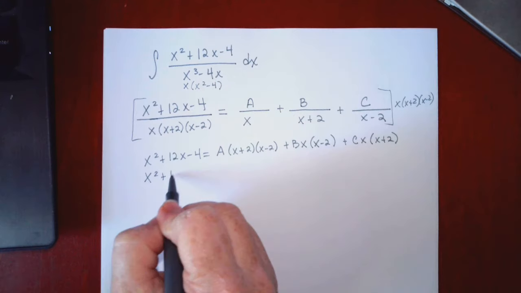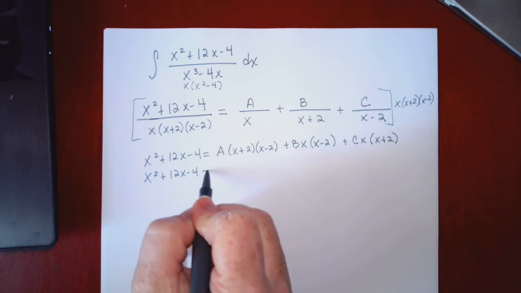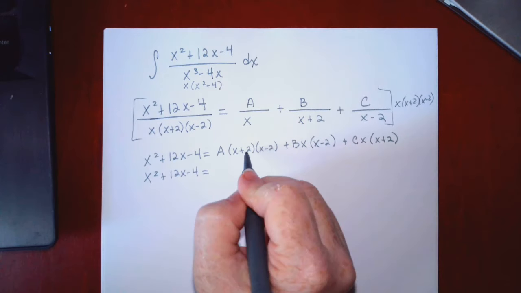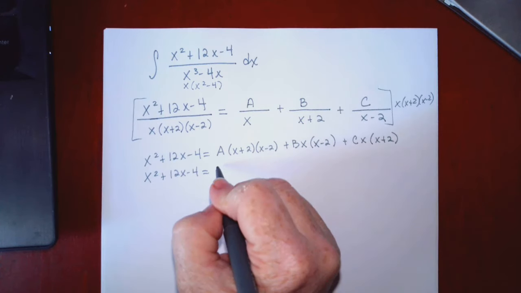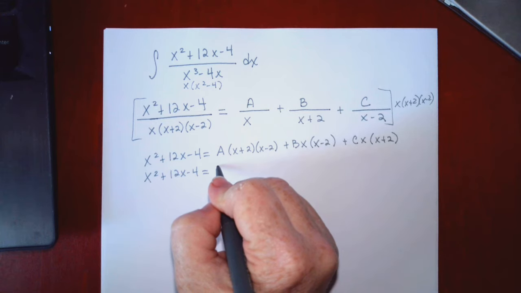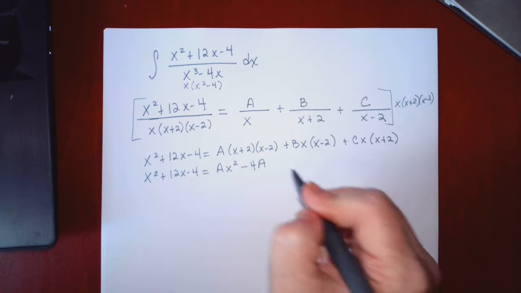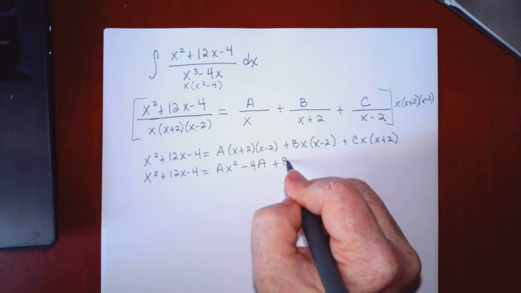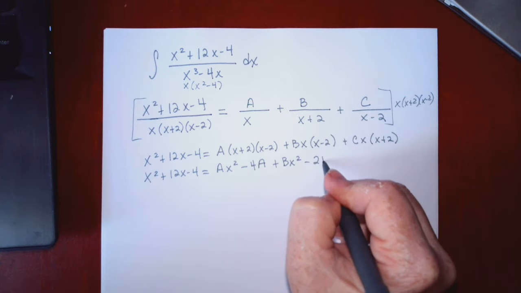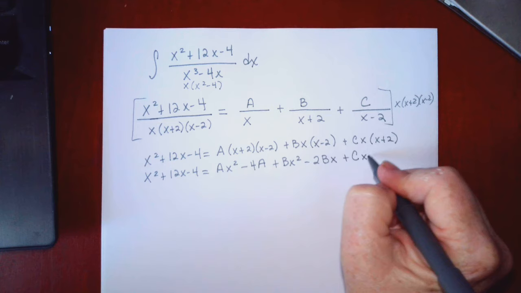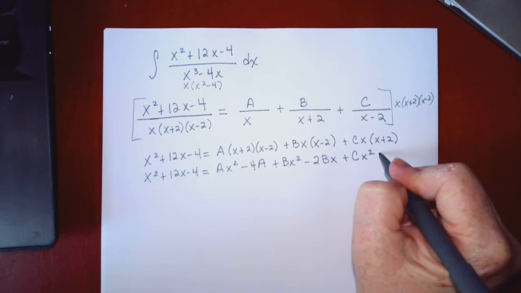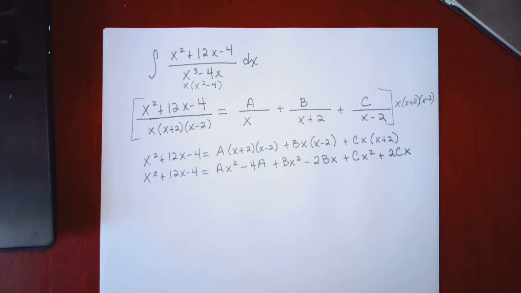So if we're going to equate the coefficients, we will first have to multiply out the right-hand side and regroup it according to powers of x. This would be x squared minus 4 times a will be ax squared minus 4a. And then we have plus bx squared minus 2bx plus cx squared plus 2cx.